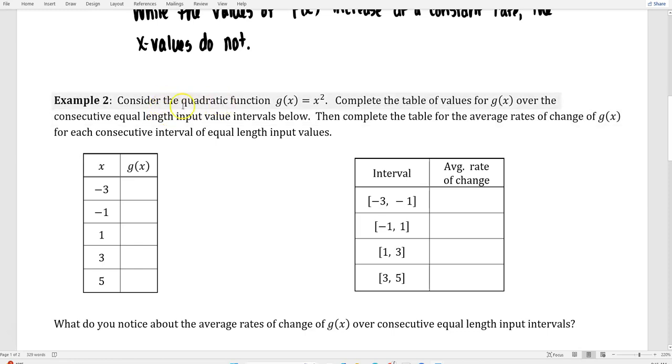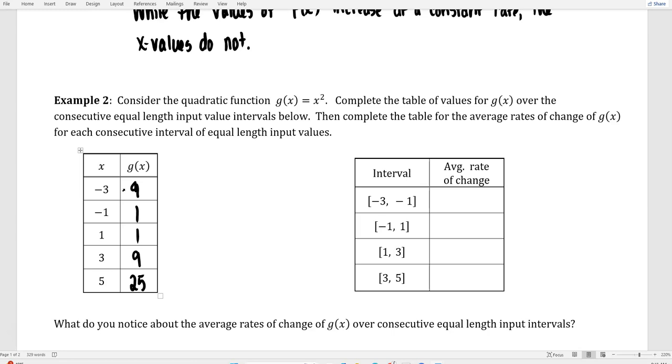We're going to consider the quadratic function g of x equals x squared. First we're just going to make a table. If we need to make a table for something, we're just plugging the numbers in, right? So g of x is x squared, so we're just squaring -3. We'll get 9 here. We'll get 1 here. We'll get 1 here. We'll get 9 here. We'll get 25 here. We're just squaring all those numbers. Very simple, the most simple quadratic equation we could possibly have, right?